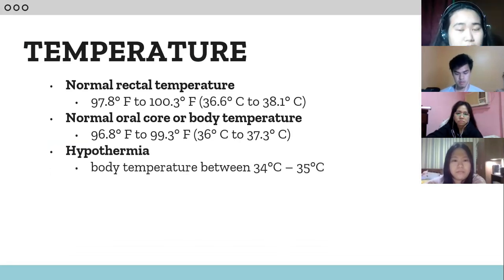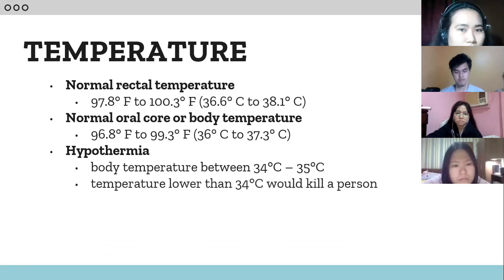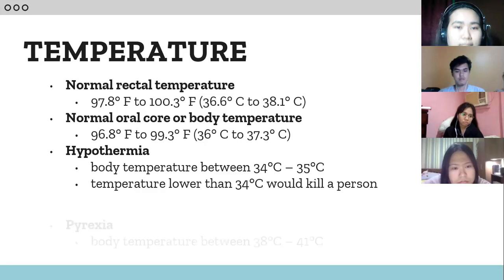To remember these terms such as hypothermia: hypothermia refers to the body temperature of a person in which the range, instead of the normal 37, is within 34 to 35. Hypothermia means low temperature. So if a person gets as low as around 34 degrees, you can say it's only about 3 degrees from 37, but it is already deadly to a person once it reaches lower than 34 degrees.